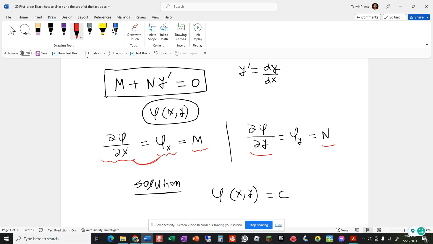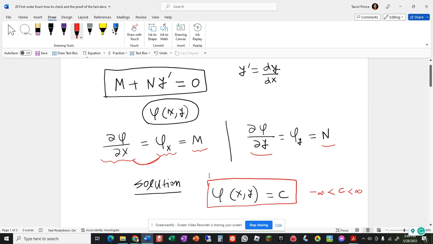And in that case, the solution of the differential equation is given by phi equal to c, where c is the parameter. C can be any real number, negative infinity to infinity. That is the solution of an exact differential equation.